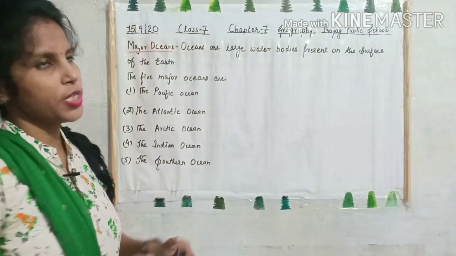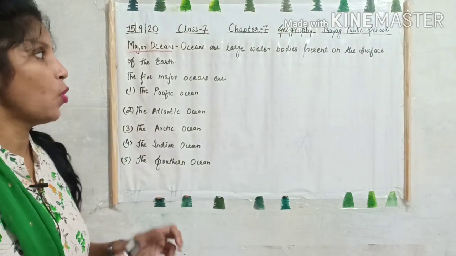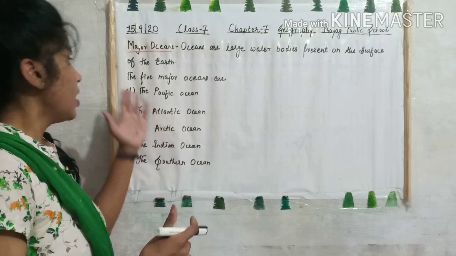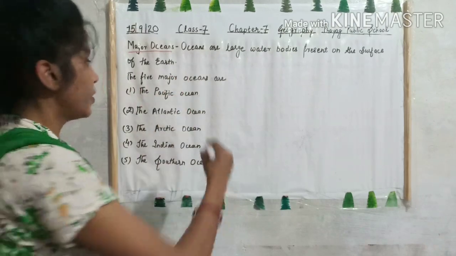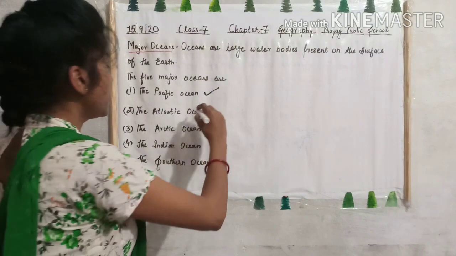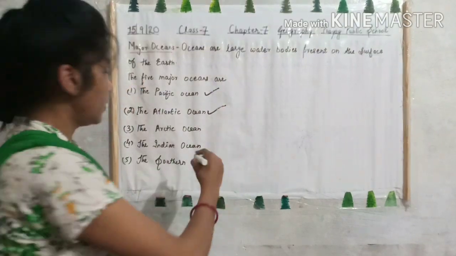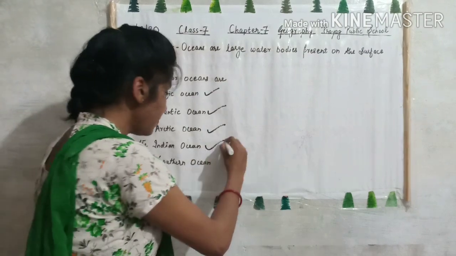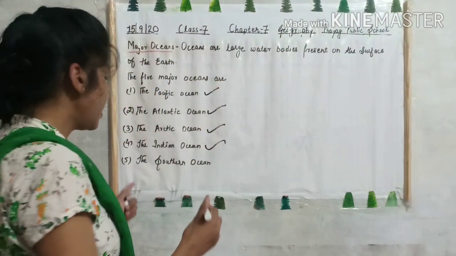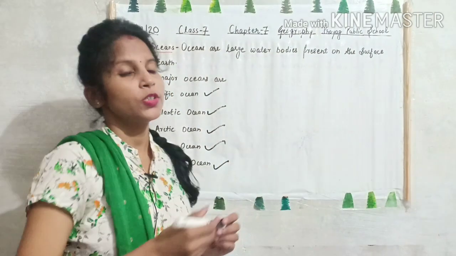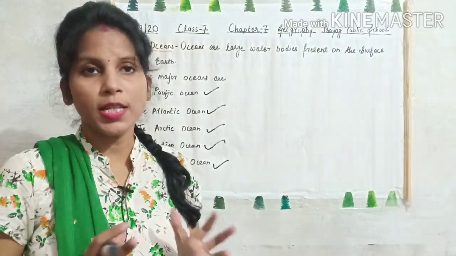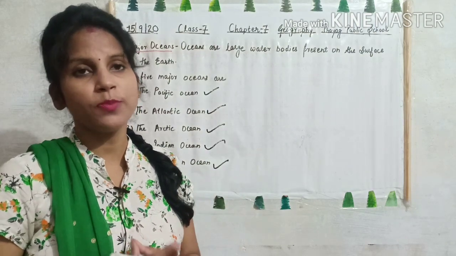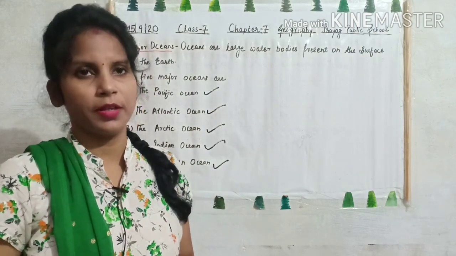So what are oceans? Oceans are large water bodies present on the surface of the earth. ठीक है? Then the 5 major oceans are, the first one is Pacific Ocean, the second one is Atlantic Ocean, the third one is the Arctic Ocean, the fourth one is the Indian Ocean, which is named after our country India, and the last one is the Southern Ocean. So there are 5 major oceans in the world. And what are oceans? Oceans are large water bodies present on the surface of the earth.